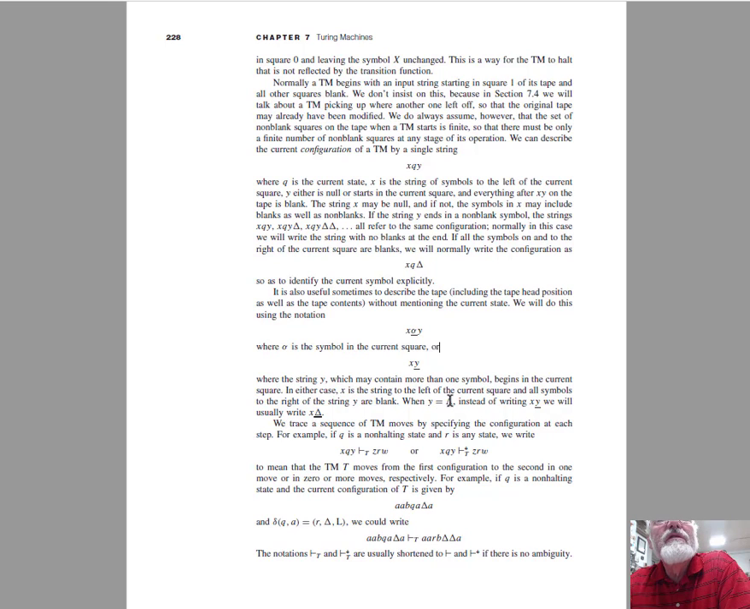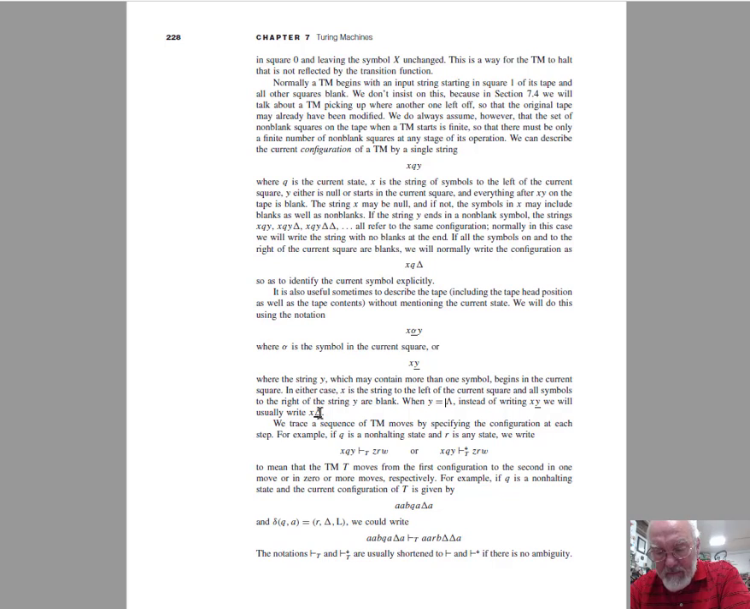If Y happens to be, in this case, the lambda, the empty word, instead of writing XY underscore, we'll usually write X and a delta underscore. Even though lambda is the empty word, we'll still say that we're pointing to the delta immediately following the tape string.